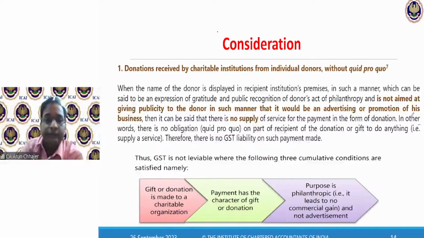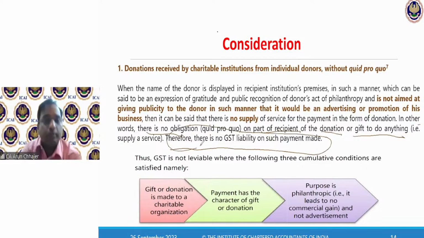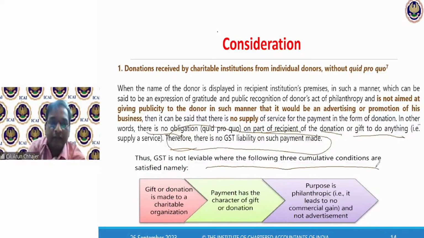In other words, there is no obligation on the part of the recipient of the donation or gift to do anything. Therefore, there is no GST liability on such payment. No tax liability. Thus, GST is not leviable.